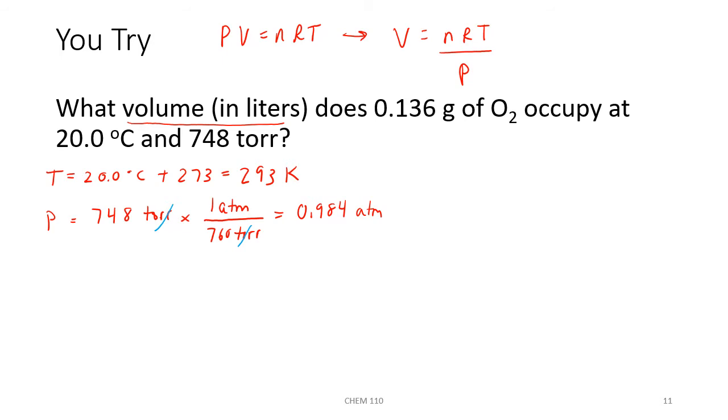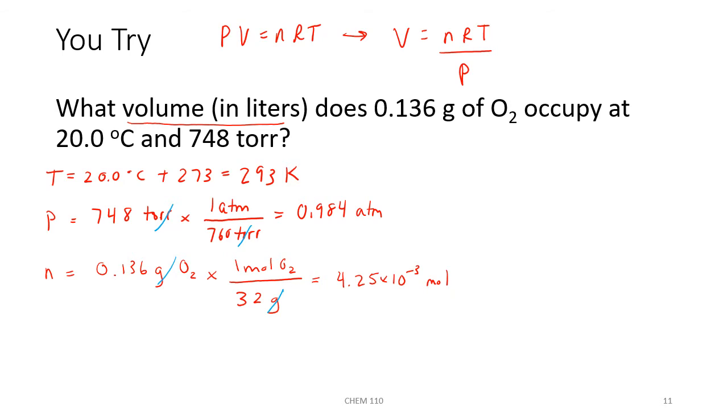N is our number of moles, but we were given grams, so we're going to have to calculate moles. We have 0.136 grams of O2. And when we convert between grams and moles, remember that oxygen is diatomic. So 1 mole of oxygen is not going to be 16 grams, but it's going to be 32 grams. Our grams of oxygen will cancel, and our moles will be 4.25 times 10 to the negative 3rd.